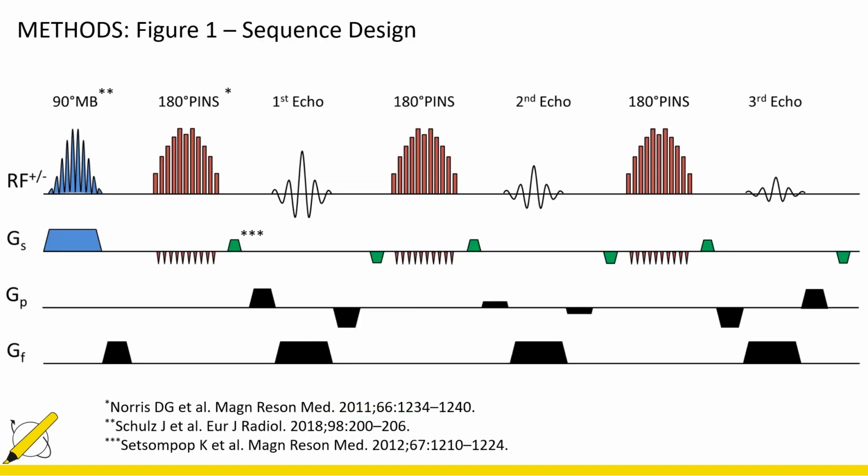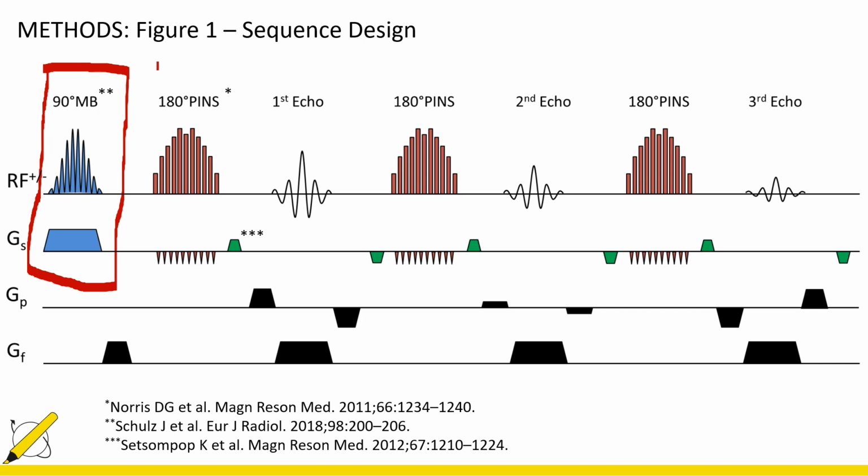So if we look now at our sequence design, it's a CPMG sequence. However, we've replaced the radio frequency pulses in order to have the simultaneous multi-slice capabilities. At first, we start off with a 90-degree pulse, which is a multi-band pulse. So it excites multiple slices, for example, 5 slices at the same time.